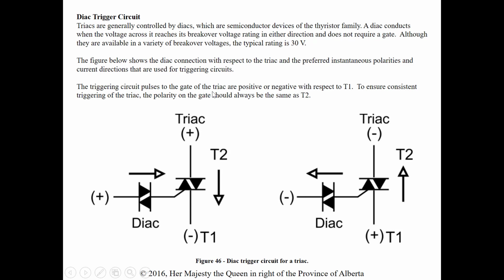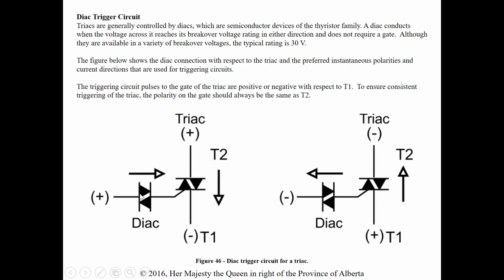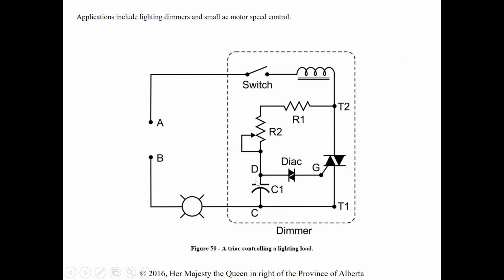The triggering circuit pulses to the gate of the triac. They are positive or negative with respect to T1. To ensure consistent triggering of the triac, polarity of the gate should always be the same as T2. So in some applications, again, it has to reach the 30 volts here in order to trigger the gate.